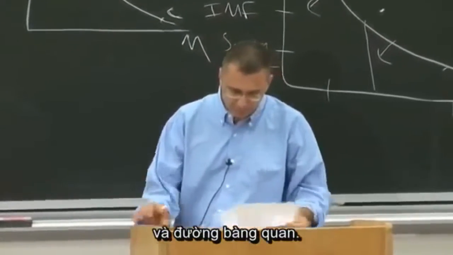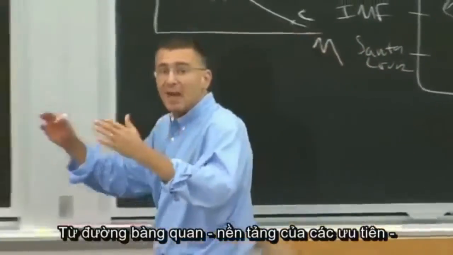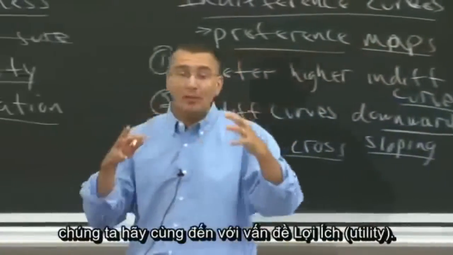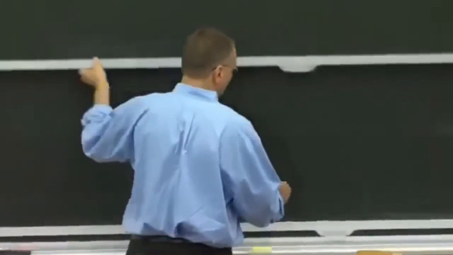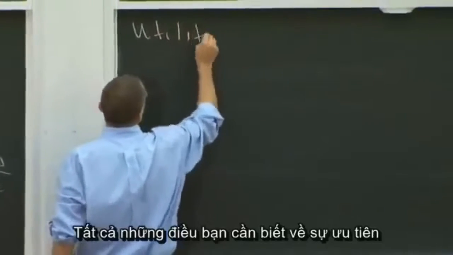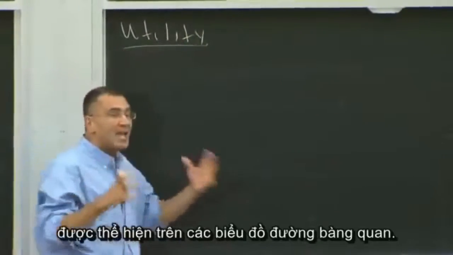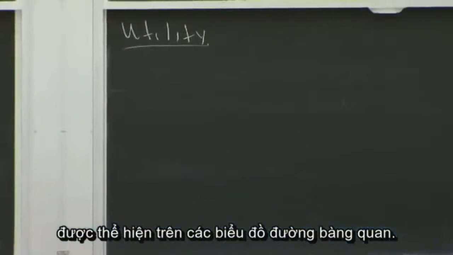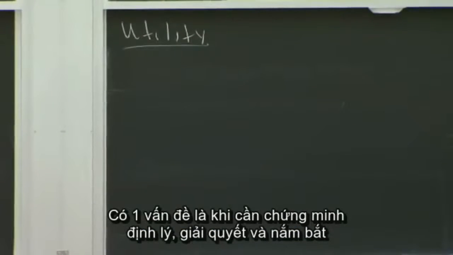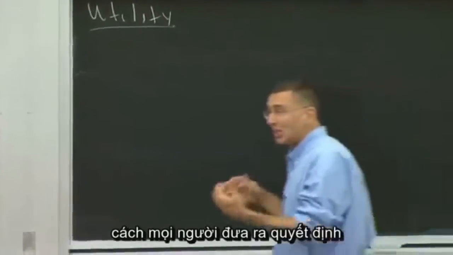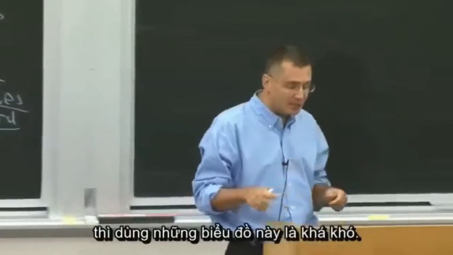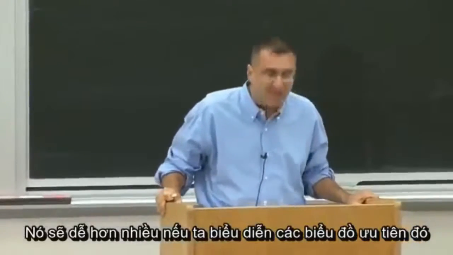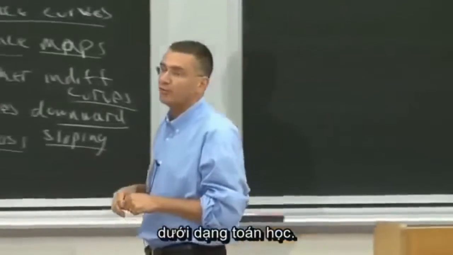That's indifference curves. OK. Now, let's step from indifference curves, which are the building block of preferences, to utility. Now, everything you need to know about preferences is represented in those indifference maps. The problem is they're pretty awkward to work with when we need to actually prove theorems and solve and understand how people make decisions. That's a lot easier if we have a mathematical representation of those preference maps.